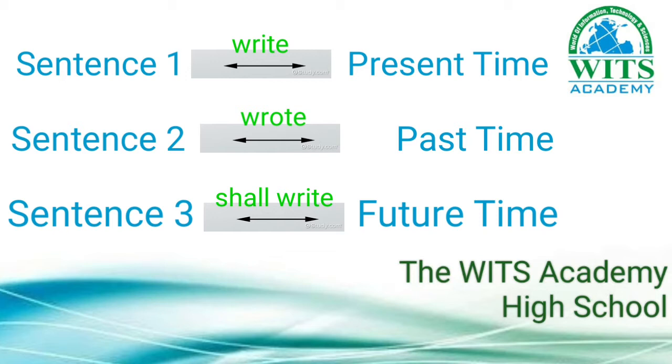And in sentence 3, the verb shall write refers to future time. Future time means the time that will come or tomorrow. It simply means that a verb may refer to present time, past time, or future time.